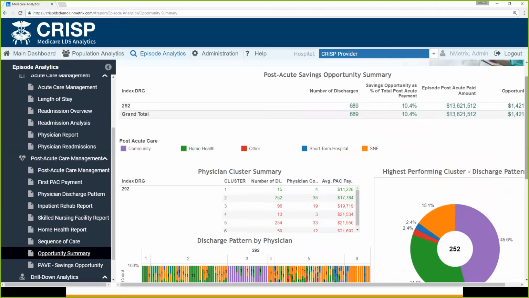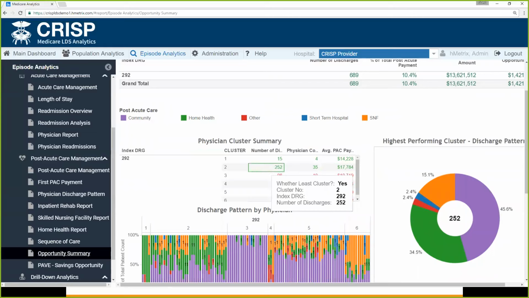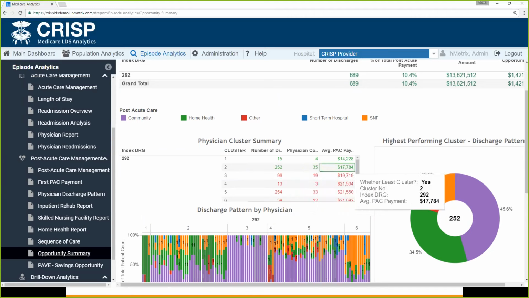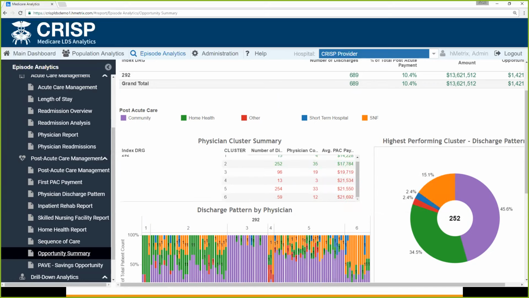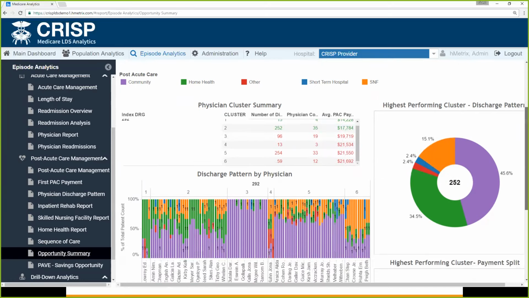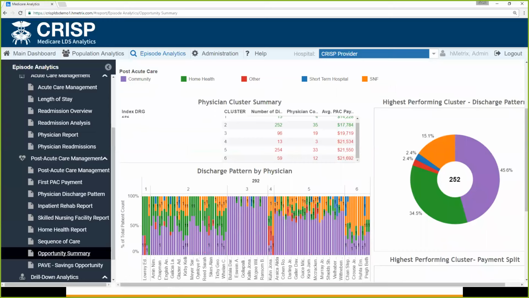So the algorithm knows that, and it instead chose cluster two, which is a large number of the discharges. Now we're looking at 252 with 35 physicians. So even though this is cheaper, it's more confident with this number. The bar charts down here show you the discharge pattern of the different clusters. And there's a large number of physicians here, of course, for the demo hospital.